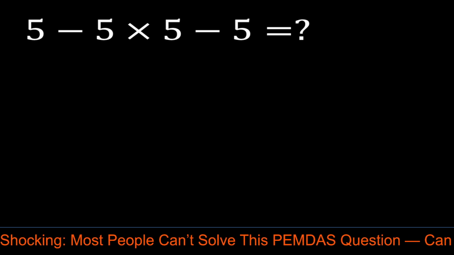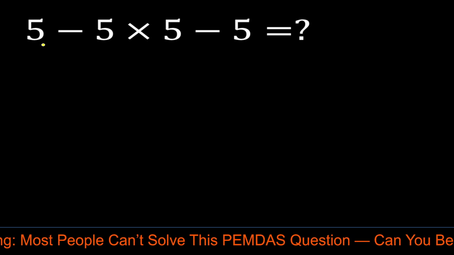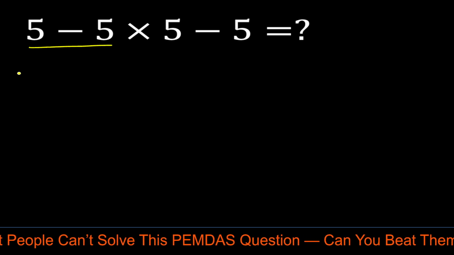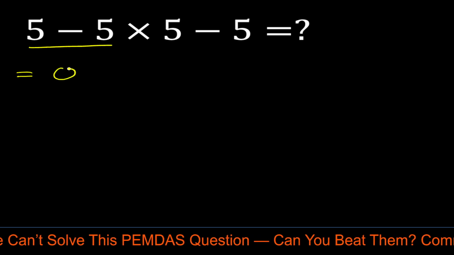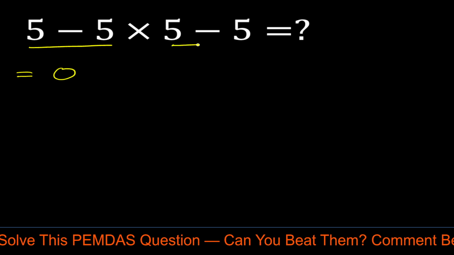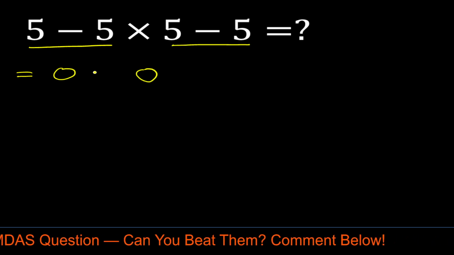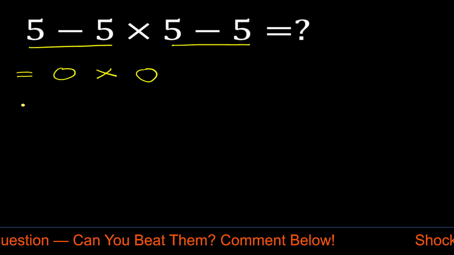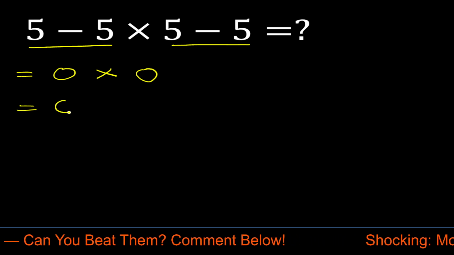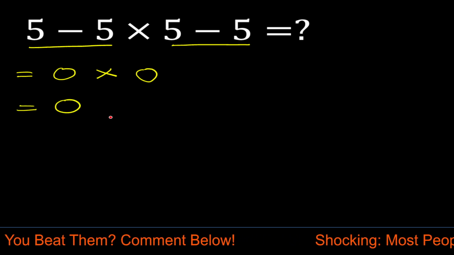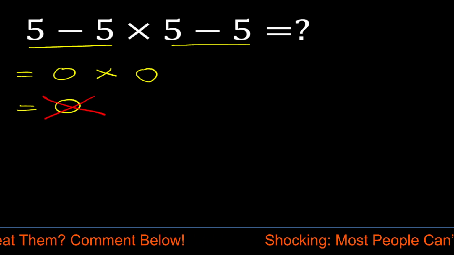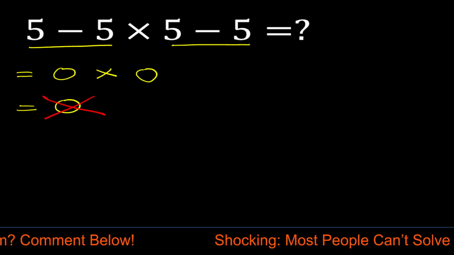So most people solve this question like 5 minus 5. So 5 minus 5 is equal to 0. Then again 5 minus 5, so 5 minus 5 is equal to also 0. Now 0 times 0 is equal to 0, right? But this answer is not correct. This answer is completely wrong.